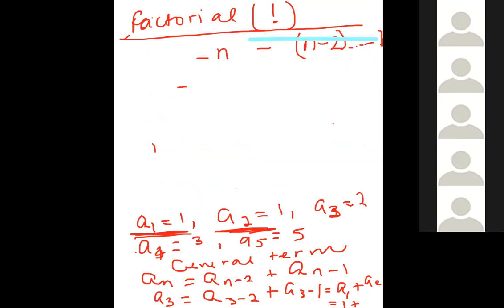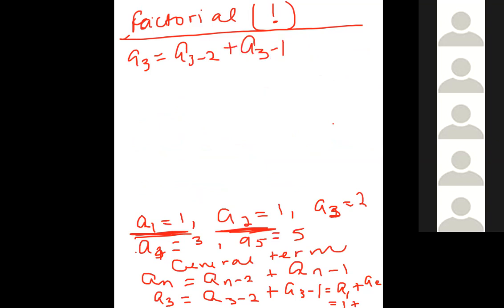All right, guys. So I'm going to rewrite it. So A sub 3 is equal to A sub 3 minus 2 plus A sub 3 minus 1, okay? Now, A sub 3 minus 2 would represent A1, and then A sub 3 minus 1 would represent A2. Now, what is the value of A1? It's 1. What is the value of A2? 1. When you add them together, you get 2. So that's how we're figuring out the third term.